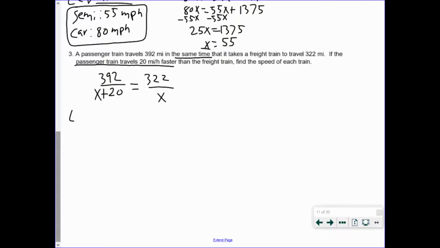So now we need to find our LCD. And if you solved it out and you look for your LCD, you should get x times x plus 20. All right, so now we multiply each fraction that we see in the equation with x times x plus 20. So 392 all over x plus 20. It should be 20, not 0.